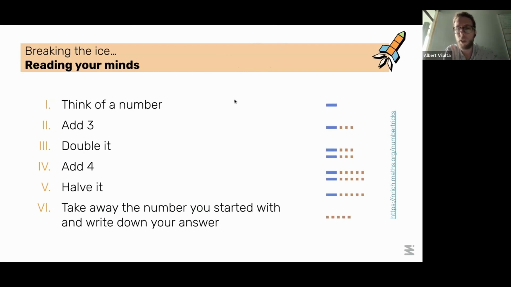And now let's focus on what is going on. I really love this visual representation of what is going on by the Enrich project from Cambridge University in the UK. They do this representation. Okay, we have a number, which is this blue stick here. We add 3, so we have the number plus 3. Then we double it. As you can see, we have twice the blue part and then 6, 3 plus 3. Then we add 4. Then we halve it. And then we remove the original blue part, the original blue segment, you see? Now, it doesn't matter what was your blue segment, all of you will get a 5.